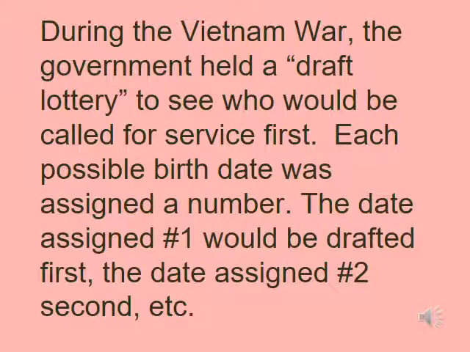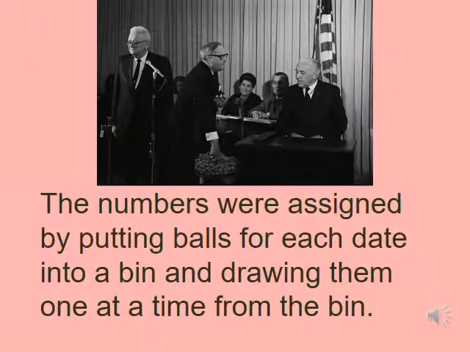The date that was number 2 was second. And then they'd keep going through the list until they had however many people they needed, and those people would go, the people with the other birth dates would not. They selected those numbers by putting balls into a bin and then drawing them out one at a time. Sometimes it was an employee of the Department of Defense that would draw out the balls. One year it was Richard Nixon, the president, that drew out those balls. So it varied, but they would have somebody reach into the bin, draw out what the first date was, what the second date was, and so forth.